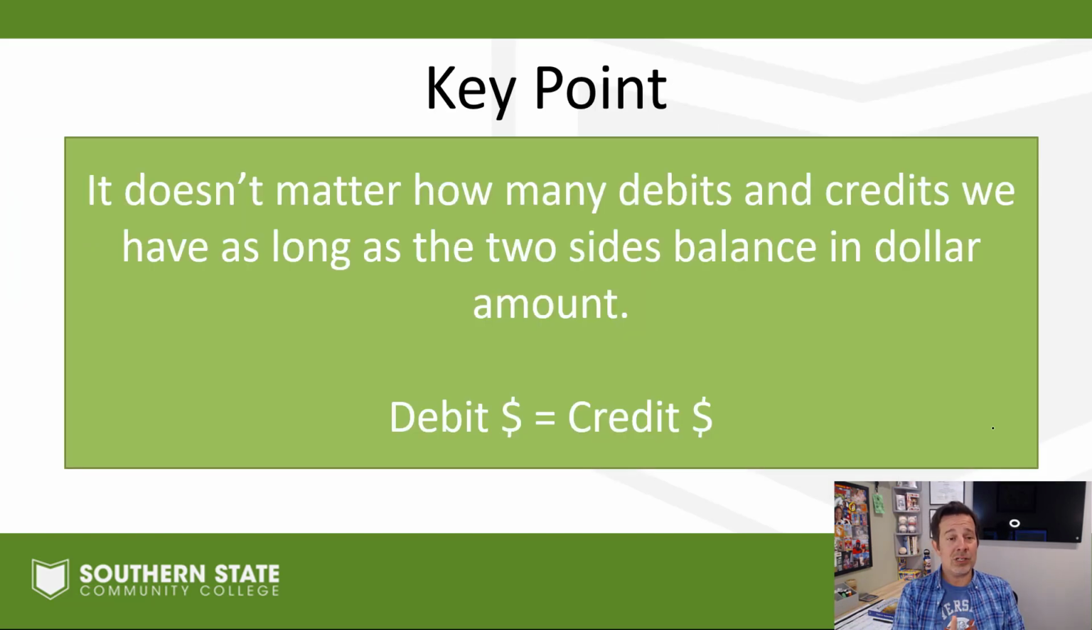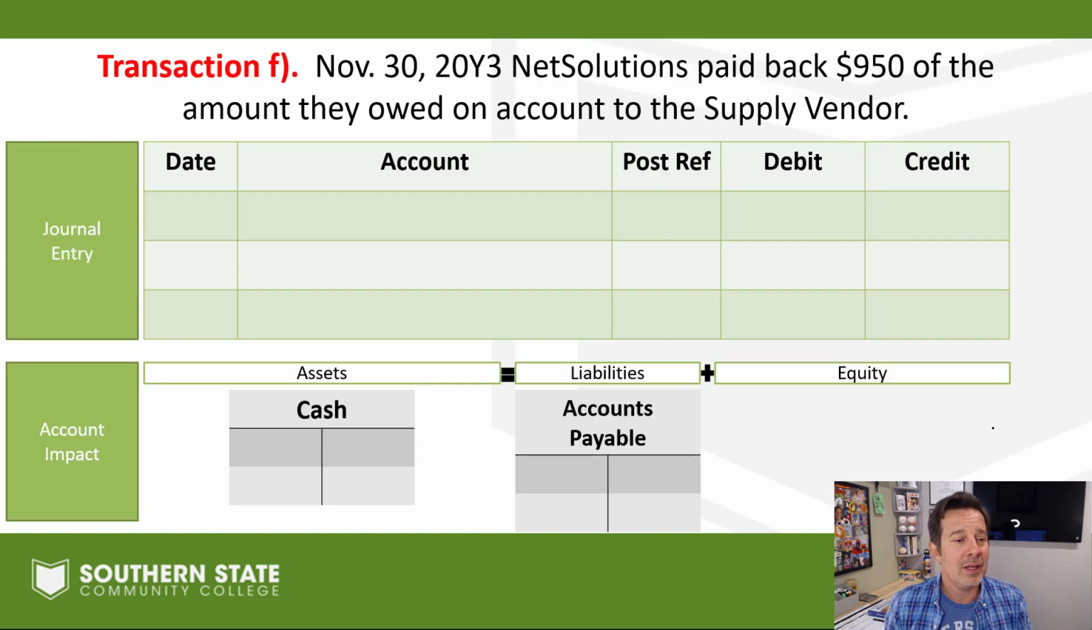Now, again, just to reiterate, the key point there, it doesn't matter how many debits and credits you have as long as the two sides balance in dollar amount. Debit dollar amounts equal credit dollar amounts in total. All right, we have to have at least 1 debit and 1 credit. Otherwise, we wouldn't be able to balance at all. But in dollar amount, that's what we're shooting for. Debits equal credits in dollar amount.